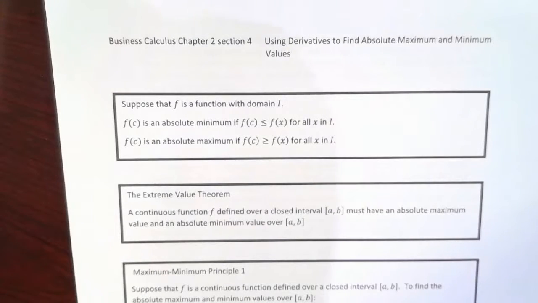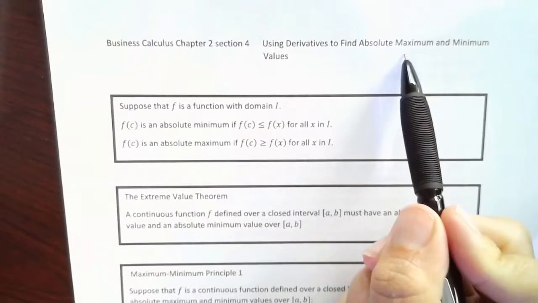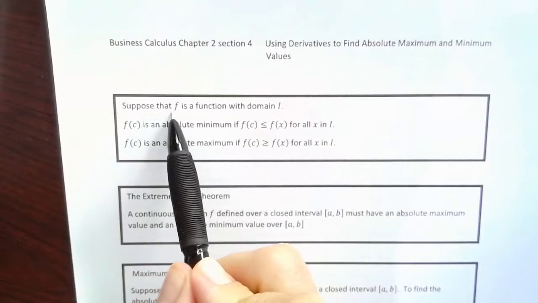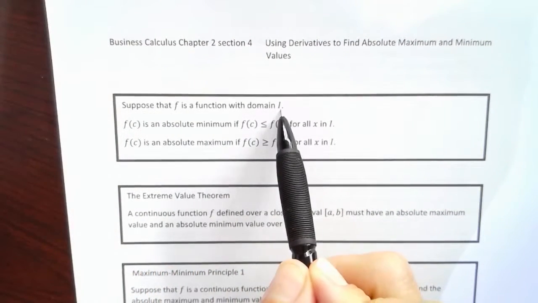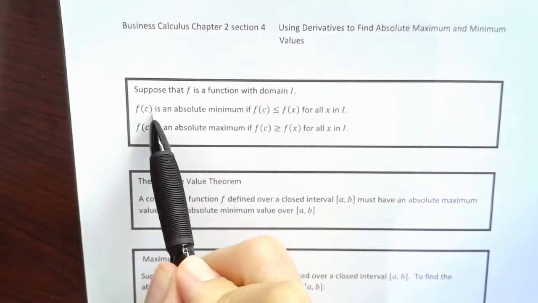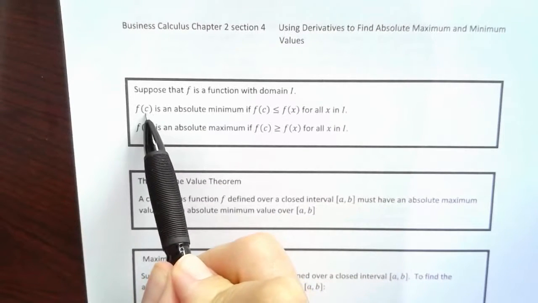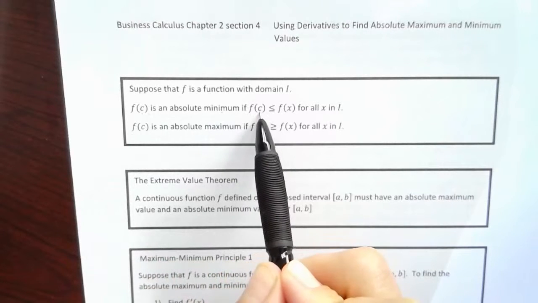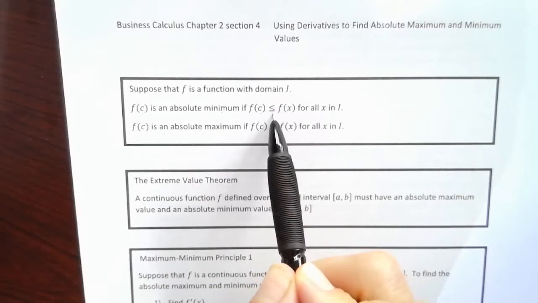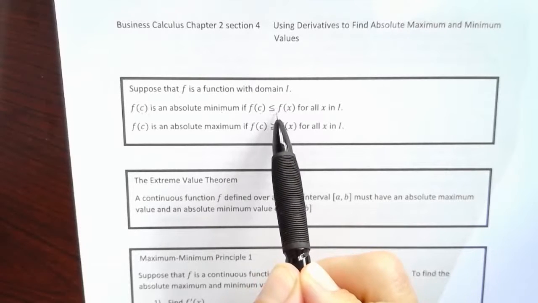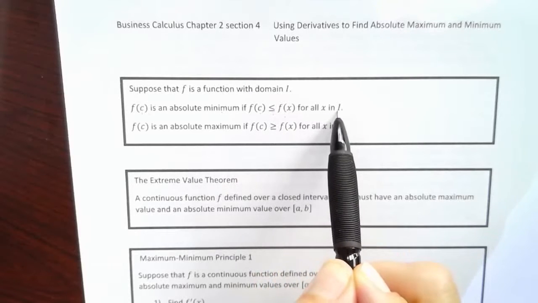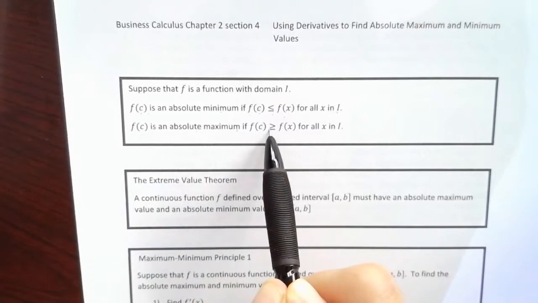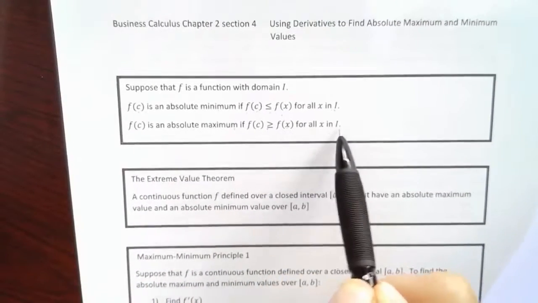Chapter 2, Section 4 is about using derivatives to find absolute max and absolute min values. Suppose that some function f has a domain of I. Then f of c, where c is an x input value, is going to be an absolute minimum if that y output at c is less than or equal to all of the other y outputs on that interval. So f of c is going to be a max if it's greater than or equal to all the other y outputs on that interval.